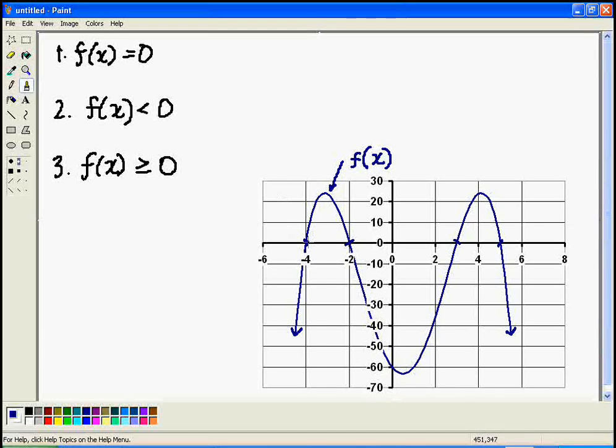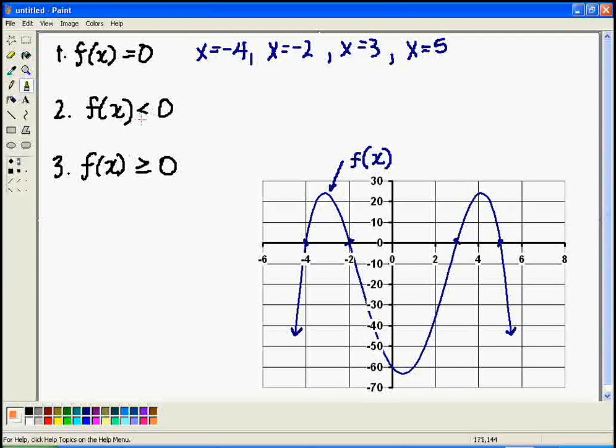So I see that f of x is equal to 0 at x equals -4, x equals -2, x equals 3, and x equals 5. Or in other words, at this point, this point, this point, and this point. Now let's look at the inequalities.